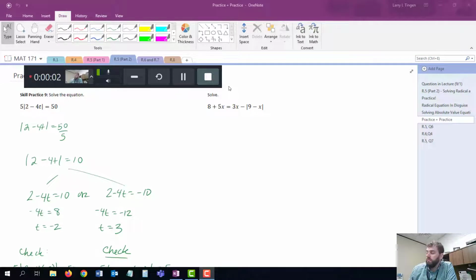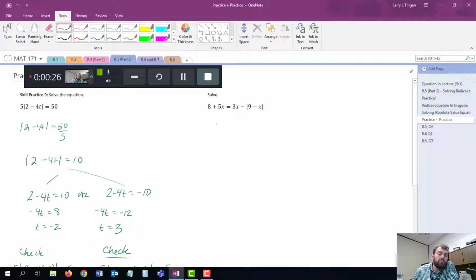All right, so we're looking in Math 171. I told you I'd finish up some notes. So this is R5 Part 2. I've got an absolute value equation I want to tackle. So we have 8 plus 5x is equal to 3x minus absolute value of 9 minus x.